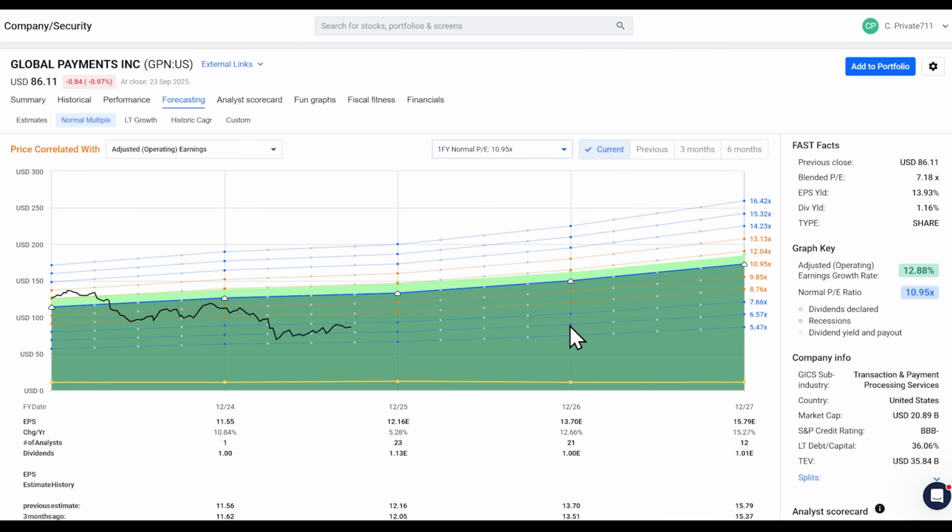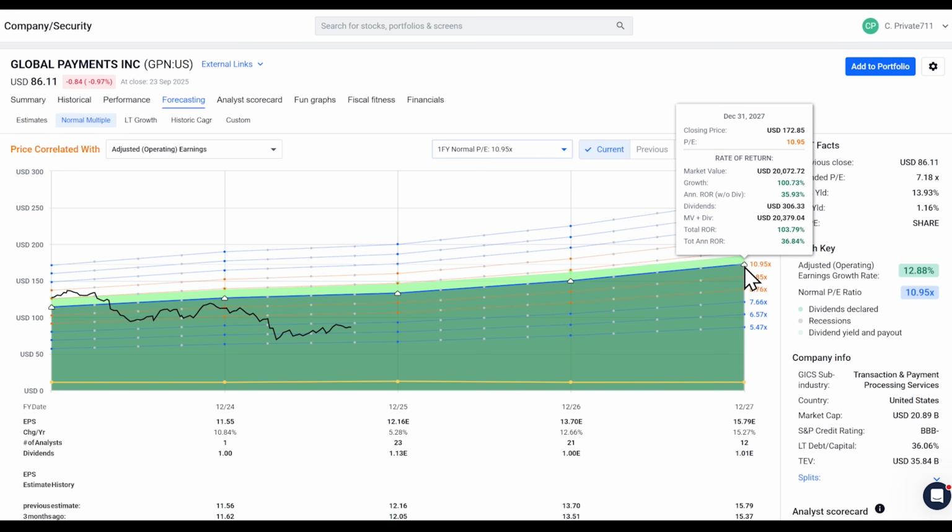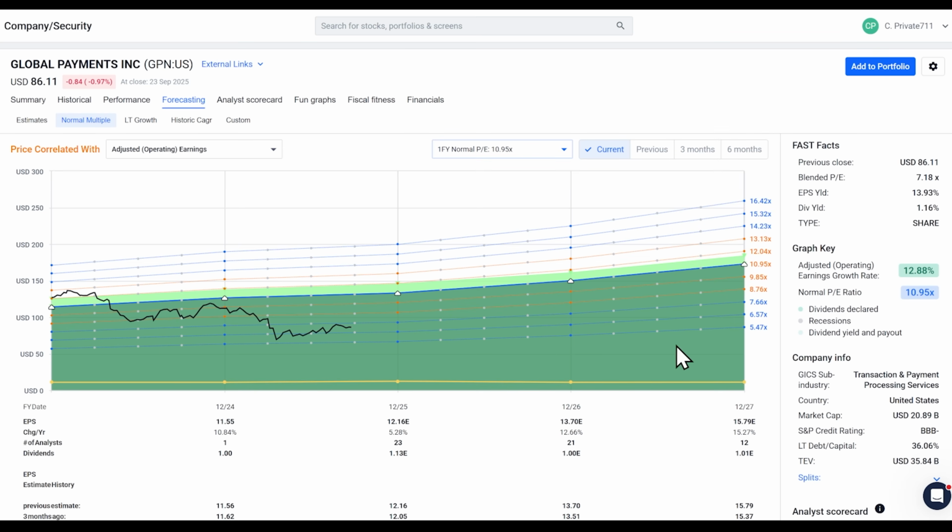Let's use one of the lowest earnings growth rates the company achieved, and I still end up with a rate of return over 36% if the PE ratio would move from 7 times earnings to 10.95. Now, I want to be clear. I said if the PE ratio moves to that.